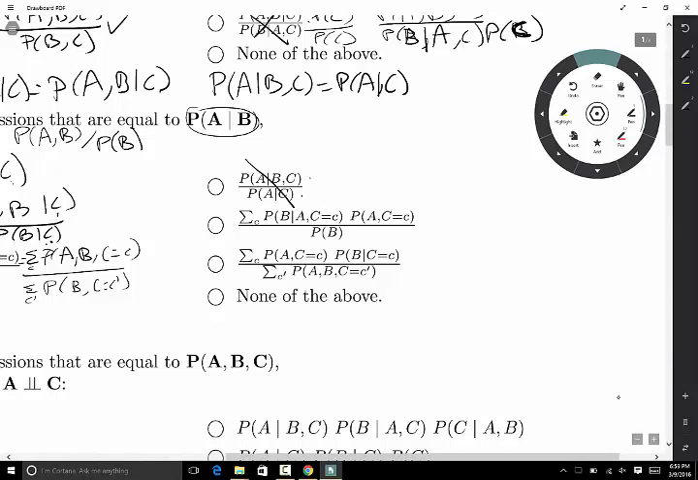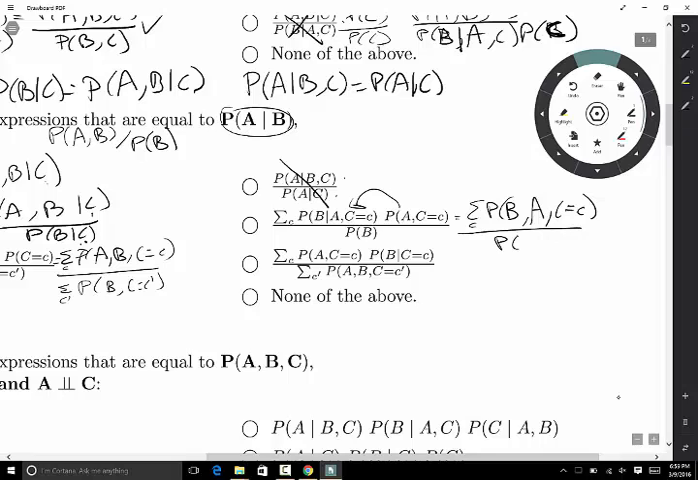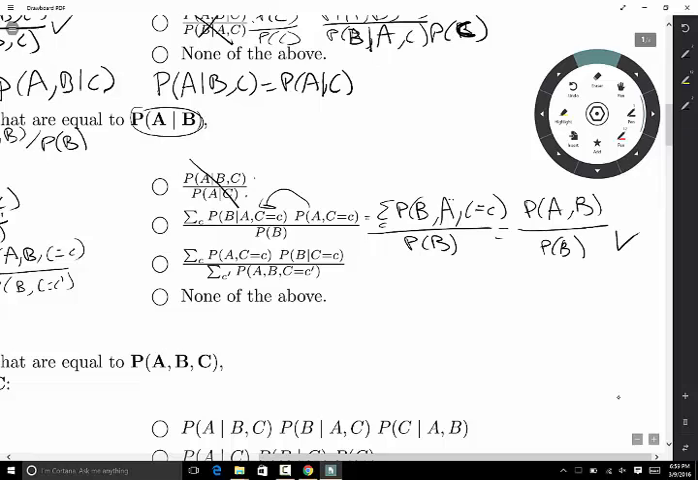For the fifth option, we have B given A and C times probability of A and C. So we can chain rule this to be the probability of B and A and C equals C on the top. And on the bottom we have a probability of B. Since we're summing over C, this is just equal to the probability of A and B. Order doesn't matter between objects in a joint distribution. So probability of A and B divided by probability of B, which is what we want.